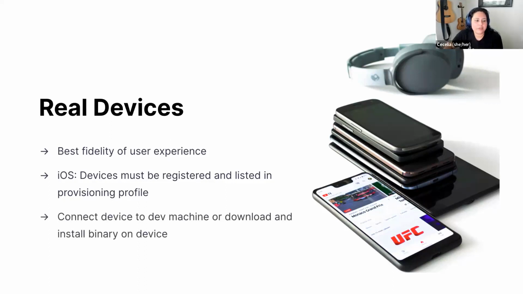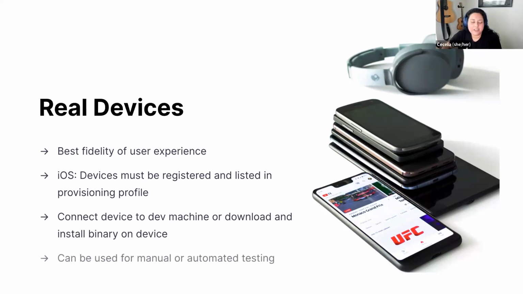So you can register real devices, or you can use them by connecting the device to a dev machine. If you are running your application locally, you can connect your device to the machine and load it onto your real device. Or you can download and install the binary on your device. If you do this, you will have to, for example, make sure developer mode is on and bypass some security warnings whenever you're installing a binary that's not via an app store. But that is the other process for getting an app on a real device: using the device to go to a server, download the binary, and then install it.